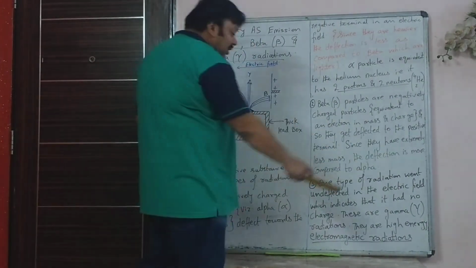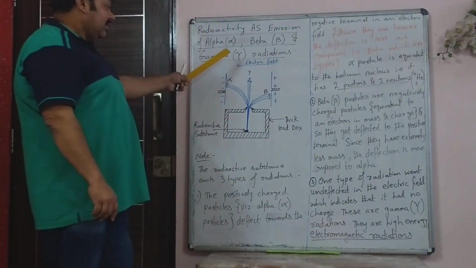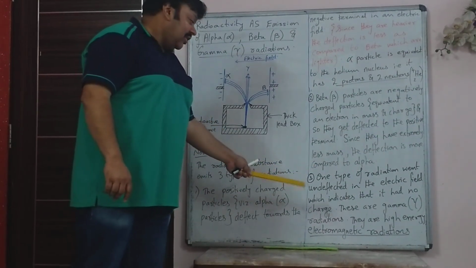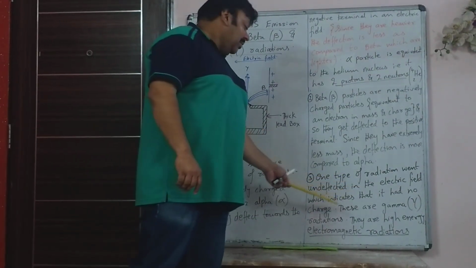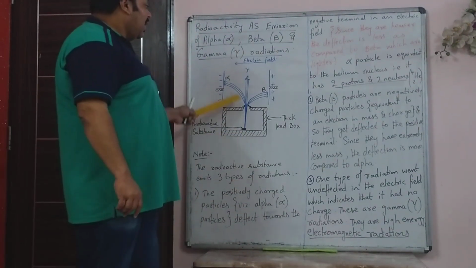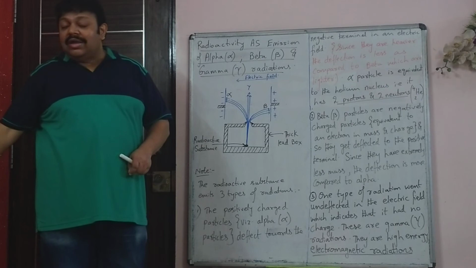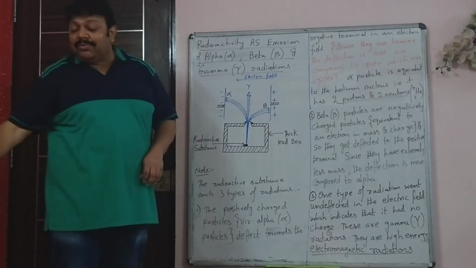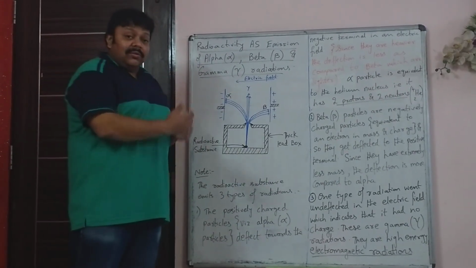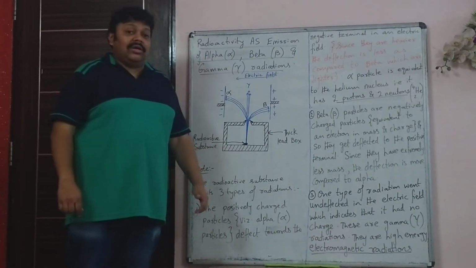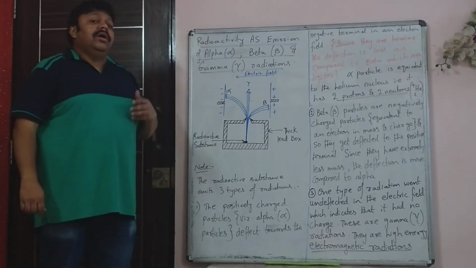And last, one type of radiation went undeflected in the electric field, which indicates that it has no charge. These are gamma radiations. They are high energy electromagnetic radiations. You have even seen that in the electromagnetic spectrum. Gamma was at the bottom of the spectrum, invisible radiations. So they are electromagnetic radiations having very high energy.